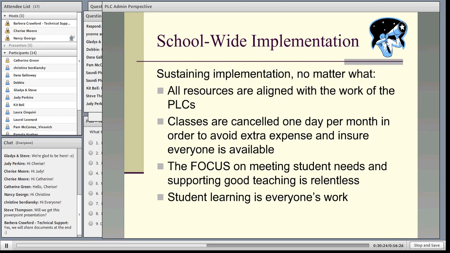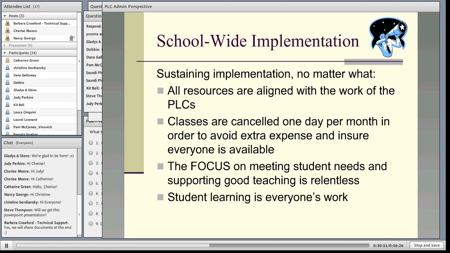I want to talk a little bit about focus and how it relates to school-wide implementation. In the resources that you'll get at the end of this, I mentioned a book by Mike Schmoker called Focus. And it's a book that I just got recently, and it was really exciting for me to see how much it aligned with kind of the philosophy that we have developed here.